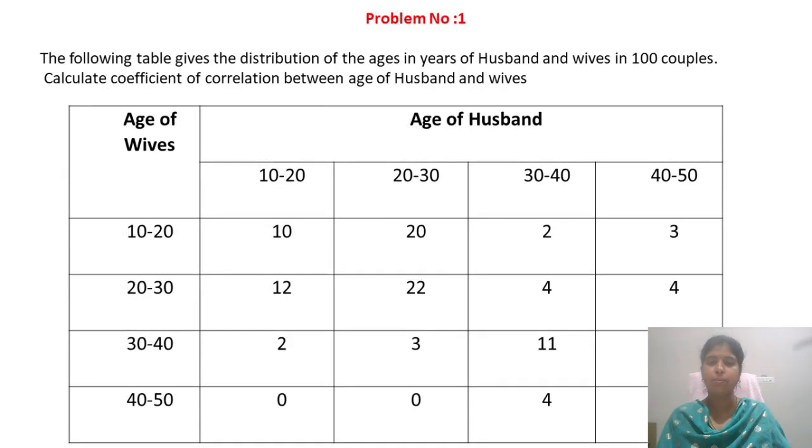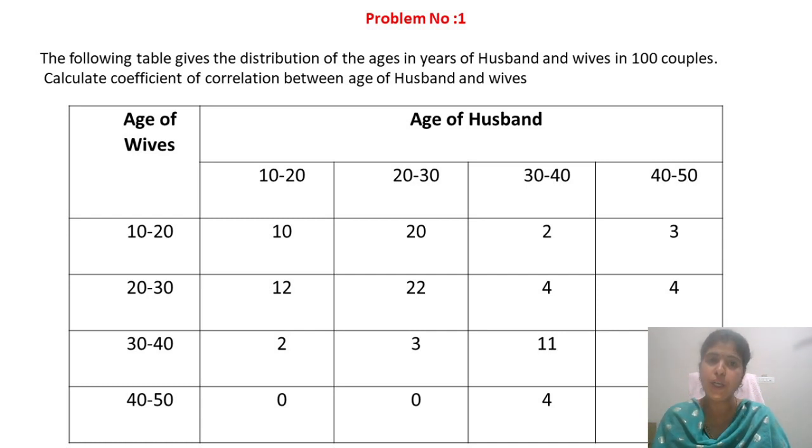Next, second example. The following table gives the distribution of age in years of husband as well as wife. 100 couples are there. As you see, age of wife column: 10 to 20, 20 to 30, 30 to 40, 40 to 50. In this way you are supposed to see the numbers column wise and row wise. Age of husband: 10 to 20, 20 to 30, 30 to 40, 40 to 50.